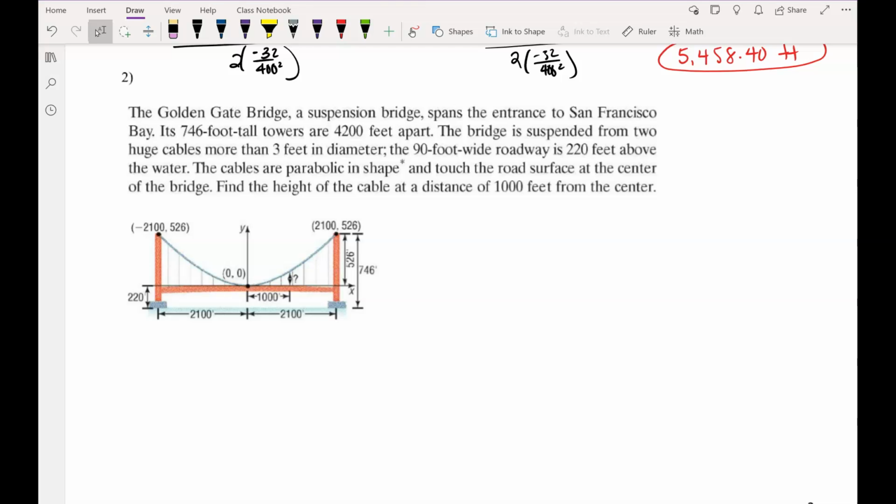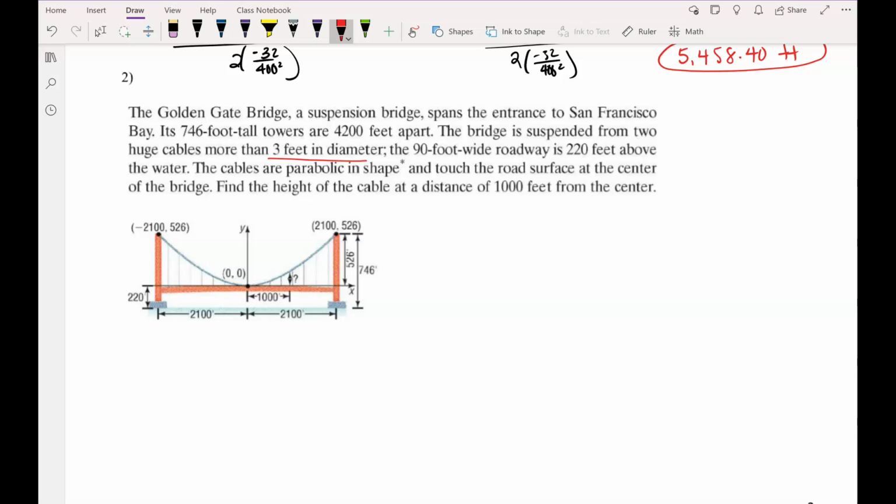Review number 2. The Golden Gate Bridge, a suspension bridge, spans the entrance to San Francisco Bay. Its 746-foot tall towers are 42 feet apart. The bridge is suspended from 2 huge cables more than 3 feet in their diameter. So this is just extra information that we don't really need. We don't really care how big the cables are. The 90-foot wide roadway is 200 feet above the water.